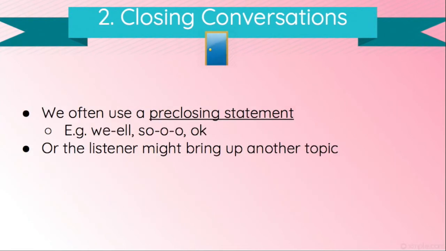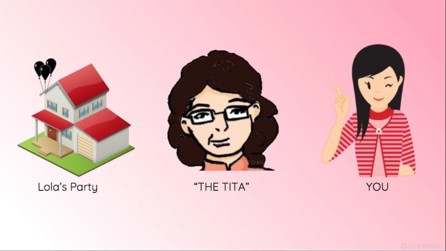Now let's talk about how people close conversations. We often use a pre-closing statement. This includes our well, so, okay. When we start saying those, it's kind of indicating that we want to close the conversation. Or it's also possible that when we try to close a conversation, the listener could bring up another topic, and so the conversation would continue. So here's a good example.